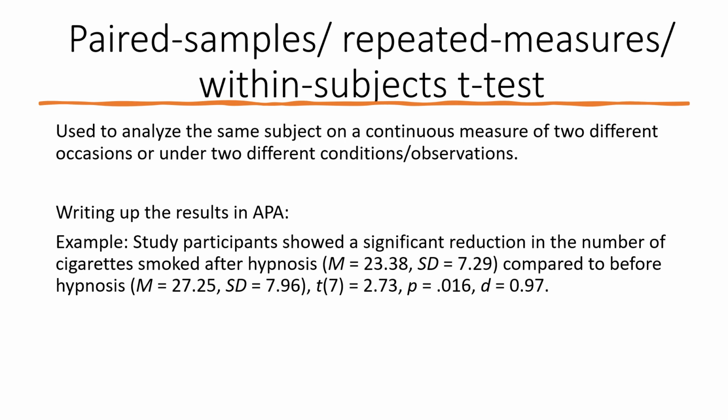And so reading this out loud, study participants showed a significant reduction in the number of cigarettes smoked. So right away, you're talking about the dependent variable there. After hypnosis, so that's the mean and standard deviation for the group afterwards, compared to before hypnosis. And so this is the group's mean and standard deviation before that took place. So same people, but it's a before and after. And again, because it was significant, you report the full t-test.